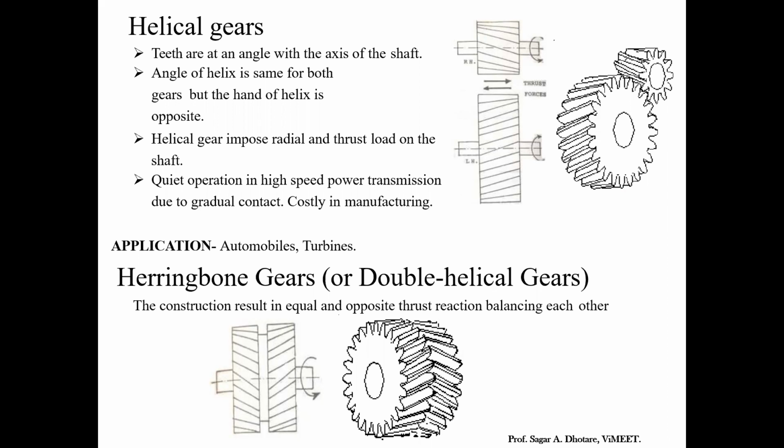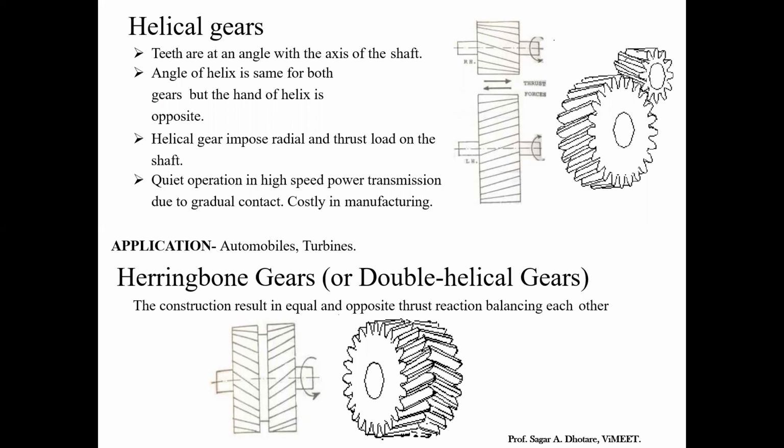In a spur pair, the contact between two meshing teeth is theoretically a line extending along their entire face width and parallel to the axis. This is a sudden line contact which results in an impact, which leads to a higher dynamic load at high pitch line velocity, and it also generates noise. But in the case of helical gears, the contact between meshing teeth begins as a point contact and gradually extends as a line contact along the diagonal across the tooth.